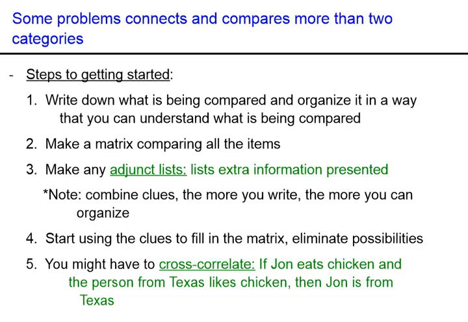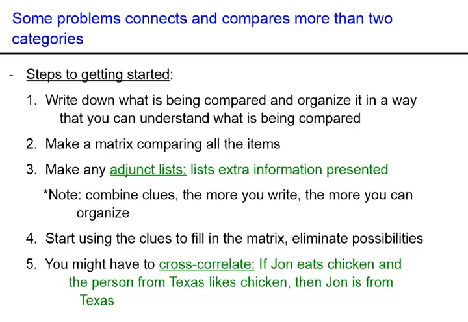Okay, in this video we're still going to talk about Chapter 4 Matrix Logic, but instead of dealing with 2 items to compare, we're going to compare 3. So the steps to doing that is you write down what's being compared and you organize it in a way that makes sense to you. You make that matrix comparing all of the items.